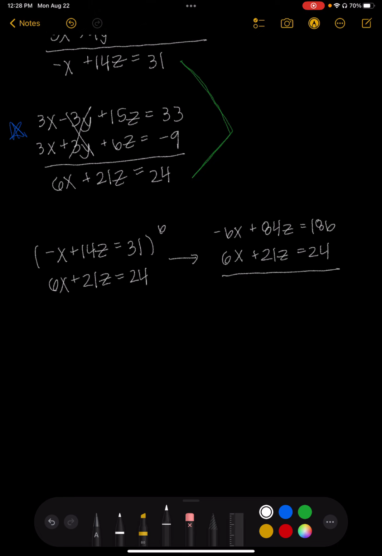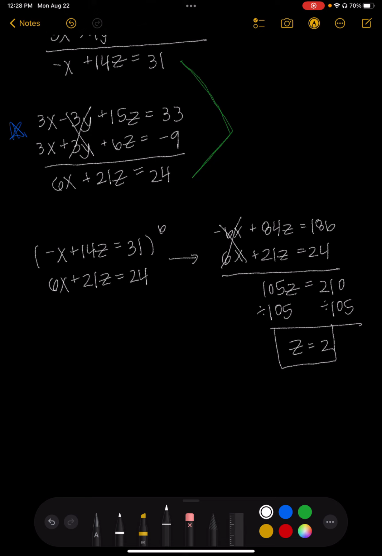Now we can add those together, and we've got a negative 6x and a positive 6x, which cancel each other out. And then we've got 84 plus 21, which gives me 105z. And then 186 plus 24 gives me 210. All right, so now we only have one equation with one variable, which means that we can solve for z by dividing each side by 105. And we get z is equal to 2. All right, so 1 down, 2 to go.